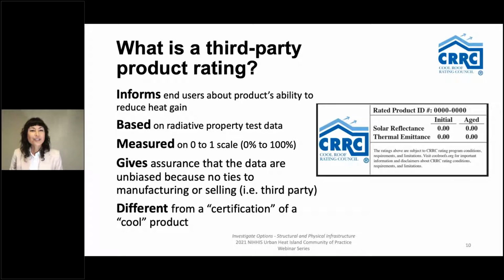So what exactly is a third-party product rating? Well, in the context of the CRC, it informs end users about a product's ability to reduce solar heat gain into the building. It's based on measured radiative property test data, is measured and rated on a scale of 0 to 1, and it gives assurance that the data are unbiased because there is no affiliation with the manufacturing and selling of those products. And as I mentioned earlier, it is not a certification of a cool product.